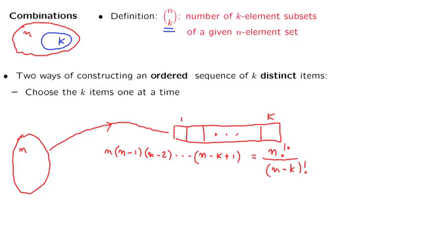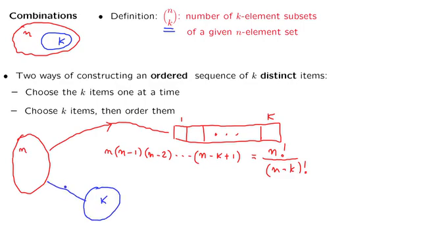How about the second method? What we can do is to first choose k items out of the original set, and then take those k items and order them in a sequence to obtain an ordered list. So we construct our ordered list in two stages. In the first stage, how many choices do we have? That's the number of subsets with k elements out of the original set. This number, we don't know what it is, that's what we're trying to calculate, but we have a symbol for it. It's n choose k.